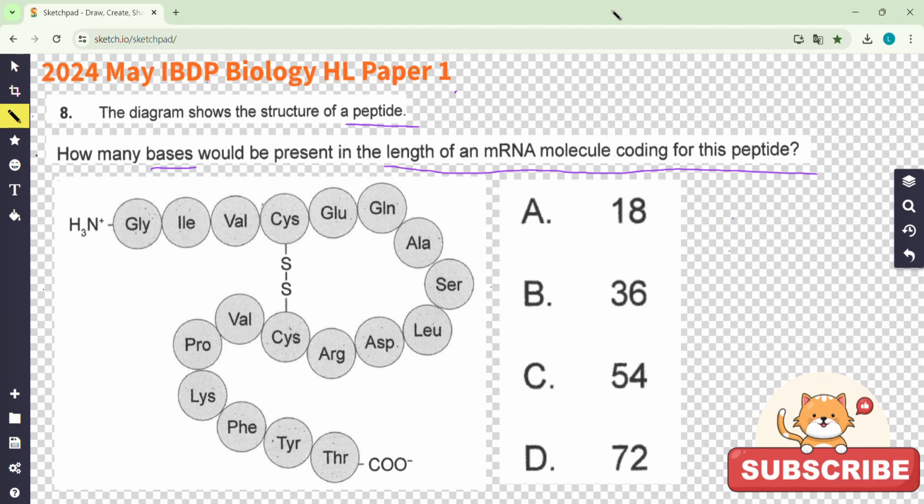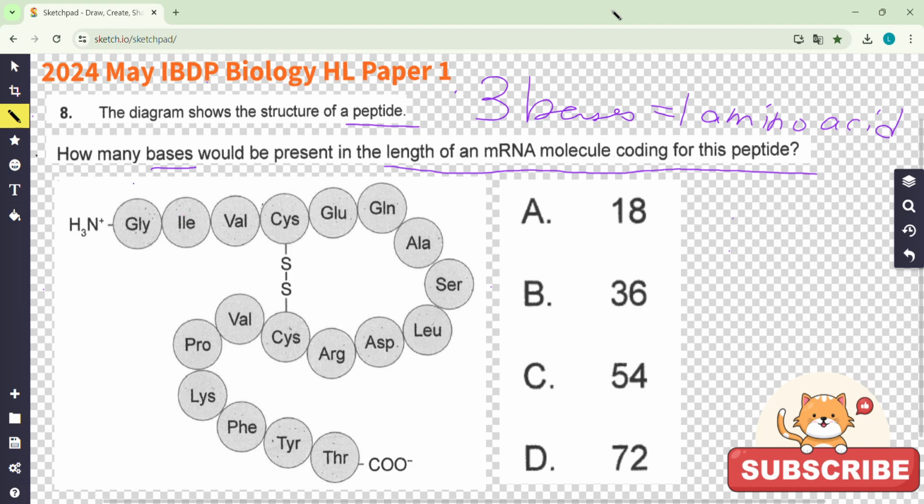How many bases for one amino acid? One amino acid. Do you remember? You can't forget it. Why? One amino acid: codon, anticodon. Okay, 3 bases for one amino acid, right? So each one is one amino acid.